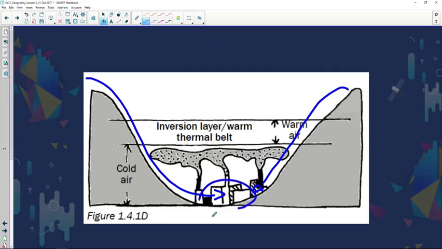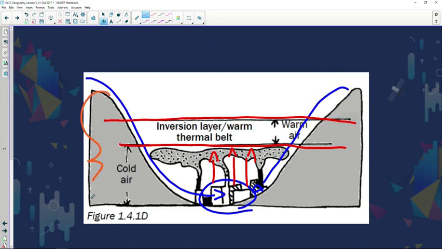What do we call what happens over here? Convergence taking place. What happens to the warm air? It's being displaced into this area over here, known as the thermal belt. And as you can see, this is where our inversion is taking place. It's cold over there, and it's warm over there.